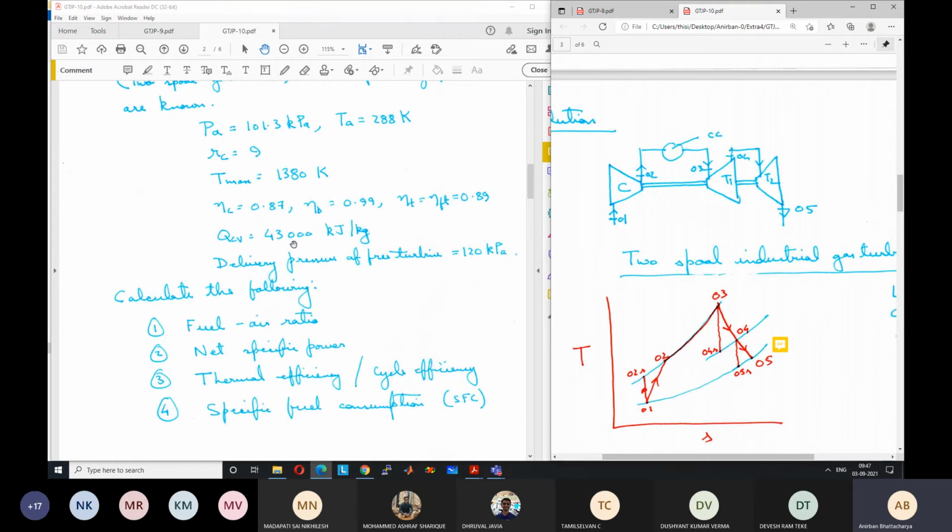The calorific value of the fuel is 43 megajoule per kg, 43,000 kilojoule per kg. Then the delivery pressure of the free turbine. This is the outlet pressure from the free turbine, and it is mentioned as 120 kilopascal. If it is not mentioned, what will be the pressure that we will take? If this line was not there, what would have been the pressure at point 5?